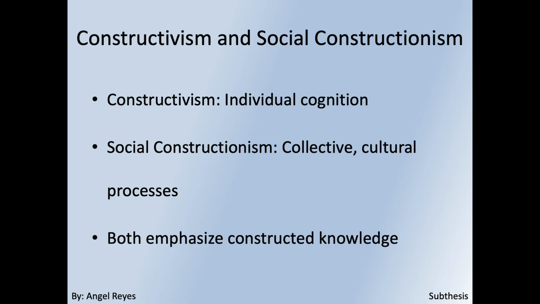Social constructionism, associated with Berger and Luckmann among others, emphasizes collective, cultural processes of reality construction. It focuses on how shared meanings emerge through social interaction and become institutionalized. Both approaches emphasize the constructed nature of knowledge, but they differ in their focus on individual versus social processes.